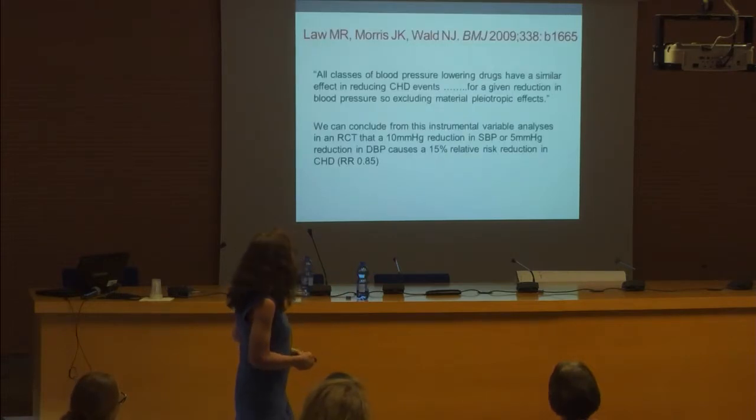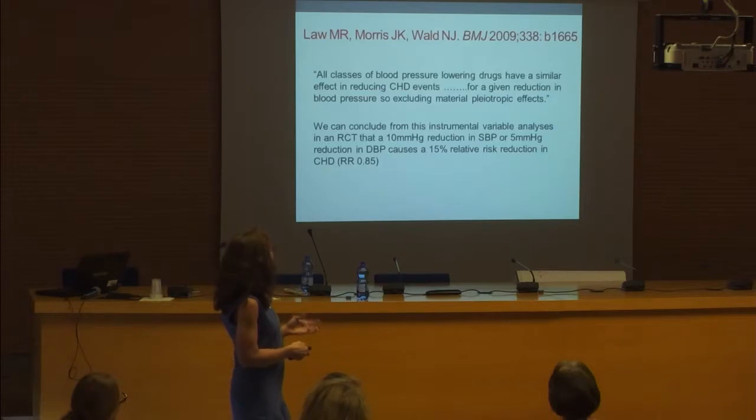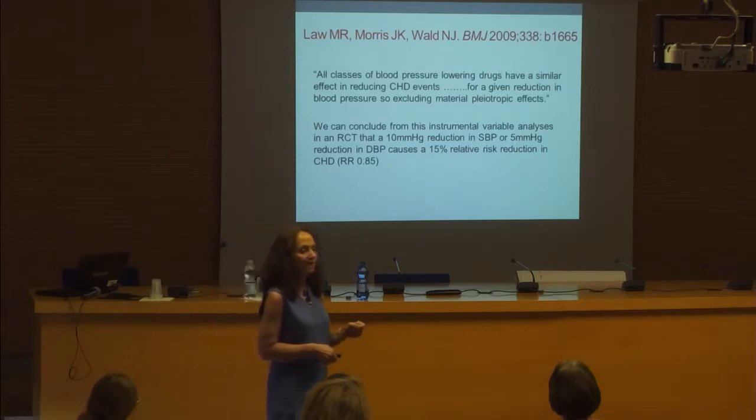And this was what they concluded, and the paper has many more things in it which I think are really neat. But it was interesting to me that they used this term here. So they said all classes of blood pressure lowering drugs have a similar effect in reducing coronary heart disease events given the reduction in blood pressure, so given you've scaled them all the same, and so excluding material pleiotropic effects. And in genetic languages, this word pleiotropy is used all of the time to mean that you have a genetic variant that has more than one effect.